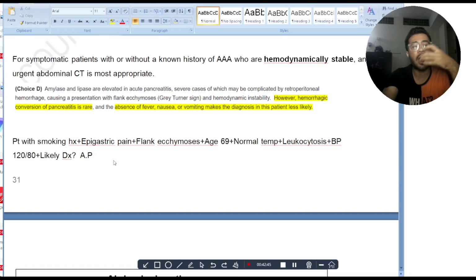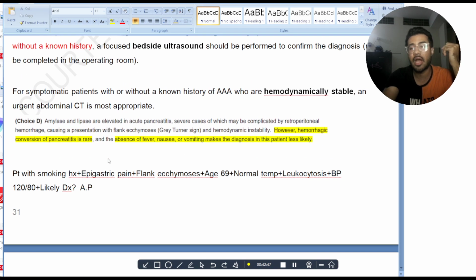So what is the high yield finding? What is the next best step if you suspect acute pancreatitis? It's going to be CT scan of the abdomen. What is the next best step if you find that it is abdominal aortic aneurysm and the patient is stable? It's going to be abdominal CT.